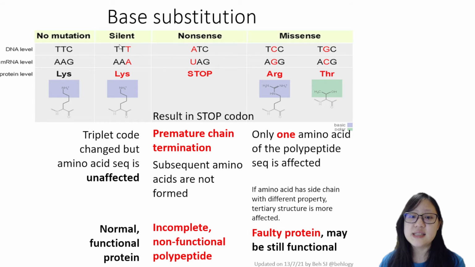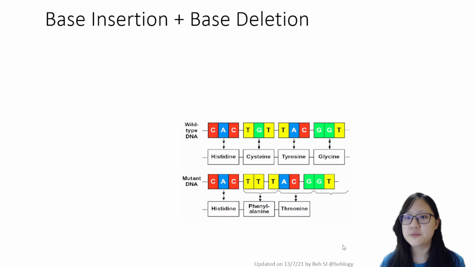It's either going to be silent, or it's going to be a nonsense mutation, or a missense mutation. Depending on the location of that mutation and on the protein as well, it would have a different effect on the polypeptide chain. In the exams, these kinds of questions are usually quite context specific, so make sure you read the question carefully and identify the mutation yourself. Okay, so that's base substitution.